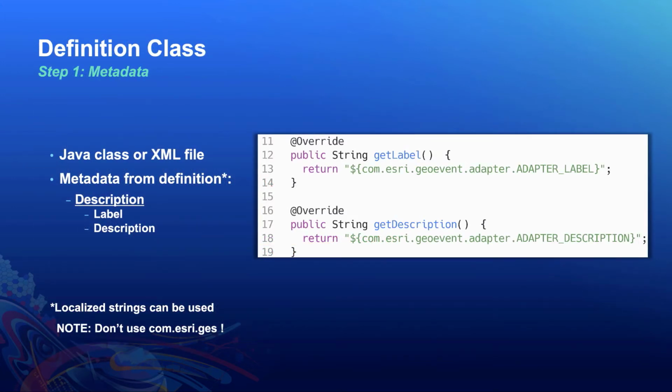The definition class is responsible for defining the metadata and properties needed for your component. The definition can be written in either a Java class or XML file. Here you will see that we have defined the label and description of our component in a Java class, and we have also localized the strings. It's also important to note that when you define your domain, you should avoid com.esri.ges. This is because this domain is reserved for out-of-the-box components.